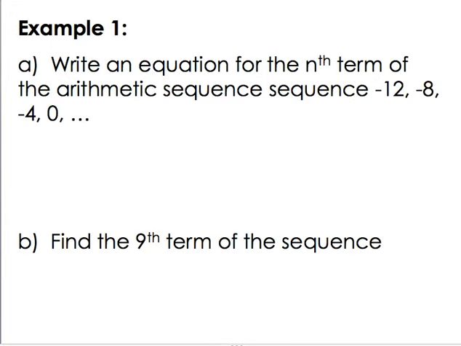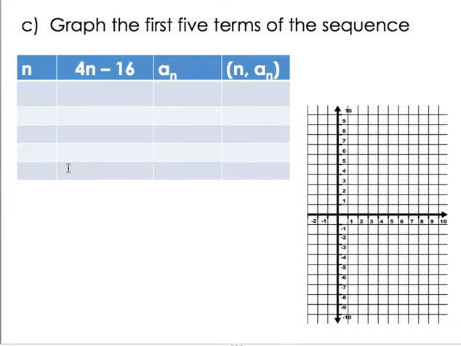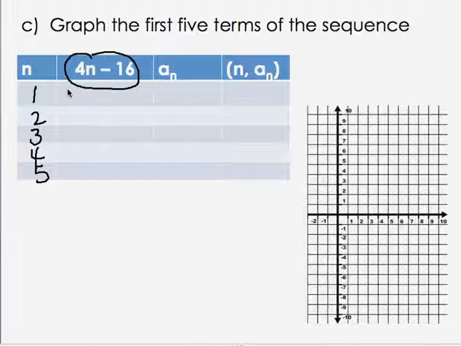And finally, we can think about this. Like I said, an arithmetic sequence is really just like a linear function. So we can actually go ahead and graph it if we wanted to. So we would start here where n is 1, 2, 3, 4, and then 5, and we just use our formula for a sub n, 4n minus 16. So in the first part, we've got 4 times 1 minus 16. 4 minus 16 is going to give us negative 12. So now we have the point 1, negative 12.